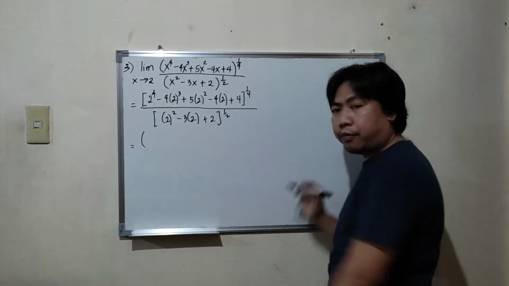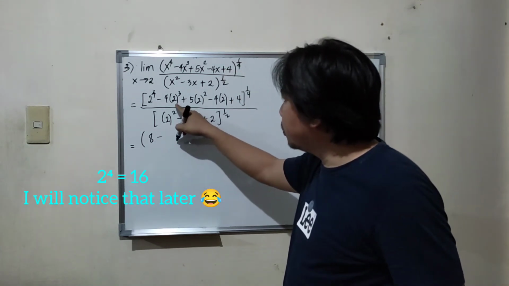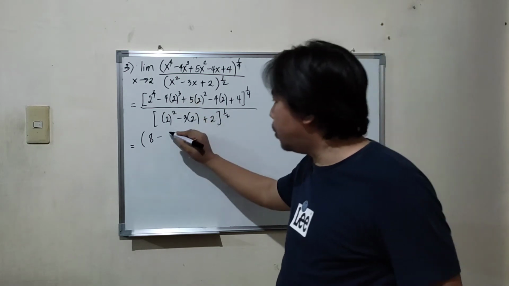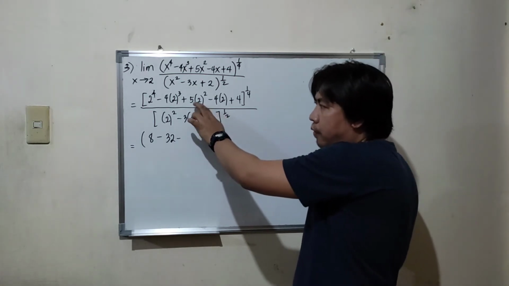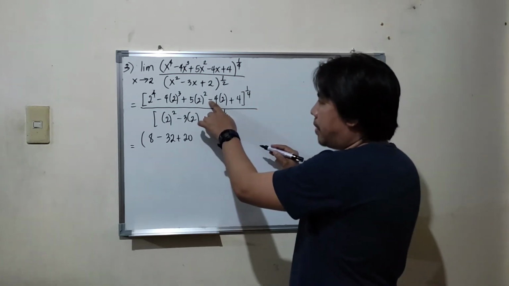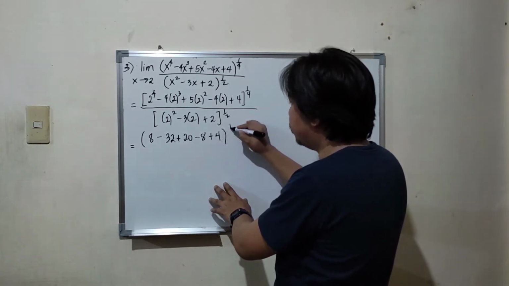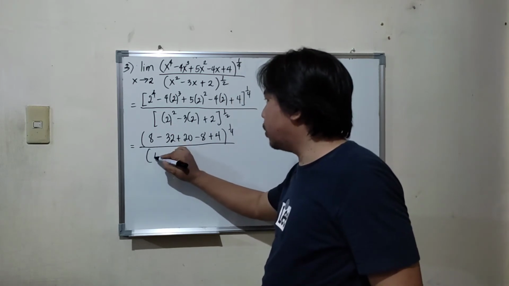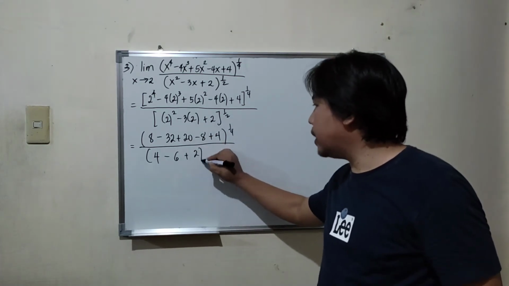indeterminate siya. So we have 2 to the fourth, so 2 times 2 times 2 times 2, so that is 8 minus 2 cubed. Then may 4 pa dito, so 2 times 2 times 2 is 8 times 4, we have 32 minus 2 squared, so that is 2 times 2, 4 times 5, so we have plus 20. Then we have minus 4 times 2, so minus 8 plus 4 raised to 1/4. Then for the denominator, we have 2 squared, so that is equal to 4 minus 3 times 2, so that is 6 plus 2 raised to 1/2.